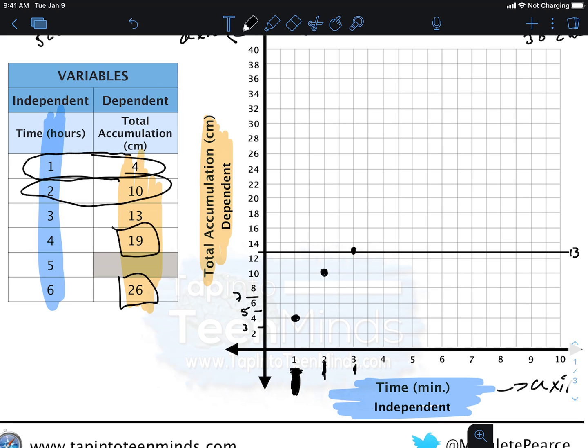Let's go 4 and 19. Again, we're halfway because there's 19, right? Okay. And then we don't know what 5 is, but let's go 6 and 26. 6 and 26 is up here. Okay. We could take a guess. We could take a really good guess now if we look at the pattern that's there, right?